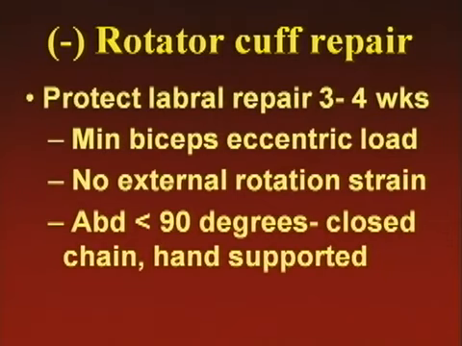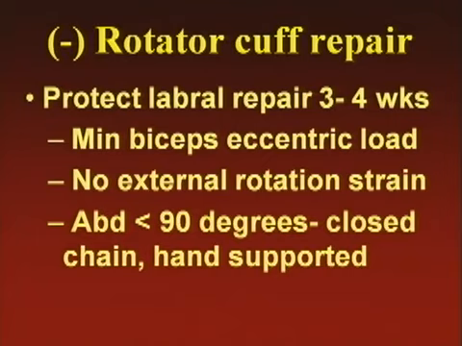No external rotation strain, which means you're careful about how much, for example, they say, well, this is passive motion. Take your wand and do this. Well, that's a lot of strain on the biceps. So you be careful about the biceps being eccentrically loaded. We stay below 90 degrees. We do all closed chain activation. You can do anything you want to closed chain that you can do open chain.